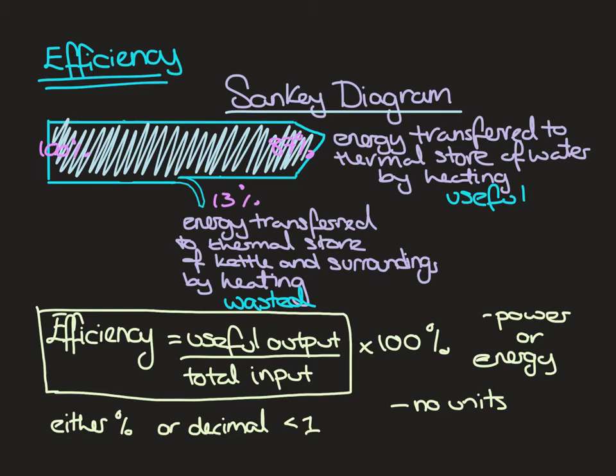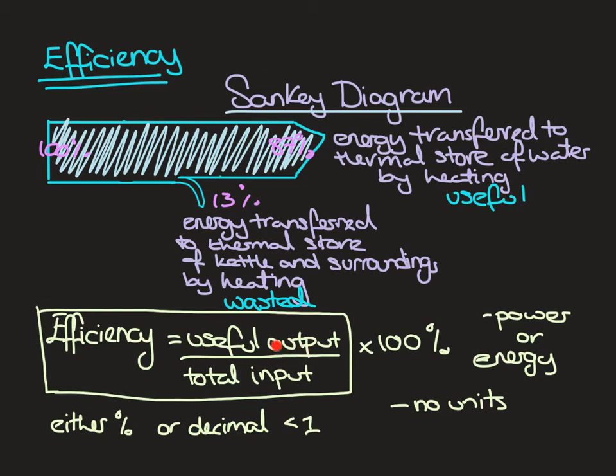Now, as well as representing this transfer of energy via a Sankey diagram that's drawn to scale, I can also calculate it with this equation. So here we go. Efficiency is equal to the useful output of the transfer divided by the total input. You could, if you wanted to, multiply your answer by 100% to get your efficiency in a percentage, but you can also have it in a decimal, and we'll talk about that in just a second.